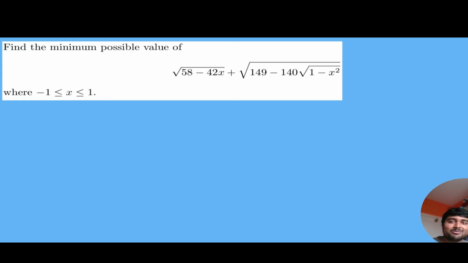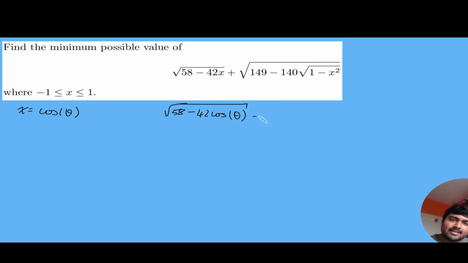If you want to have a go at this problem, pause the video now and give it a go for yourself, but I'm going to dive right in here. It's not obvious what we want to do, but I do notice that we have a 1 minus x squared here, and that suggests it's got something to do with sine theta and cos theta. So a natural thing to do is let x equal cos theta. What also helps suggest that is the fact that x is only between minus 1 and 1, which is the range of cos. So this just becomes the square root of 58 minus 42 cos theta.